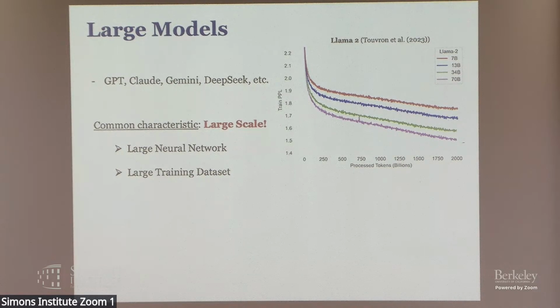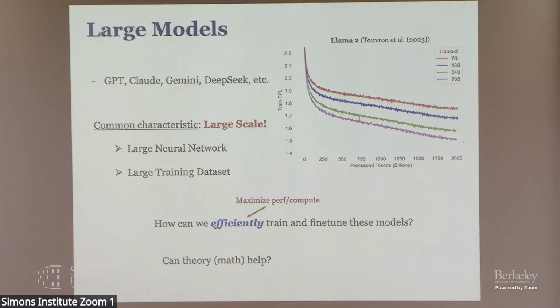With this reality, every practitioner who is working on these models, either to train them or fine-tune them, asks the same question: how can we efficiently train and fine-tune these models? Efficiency here has a very precise meaning, related to maximizing performance per compute. Given some compute budget, how can we maximize the performance of the model? So I'm going to ask you a question. Do you think that theory, and by theory I mean math, can help solve this efficiency problem, or at least improve efficiency?